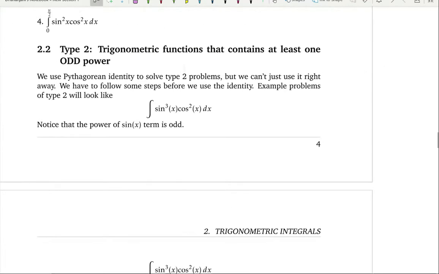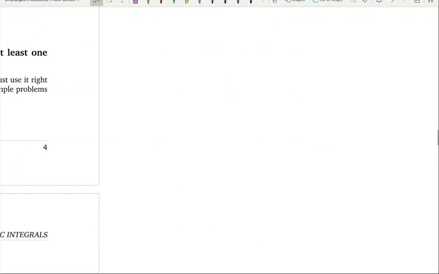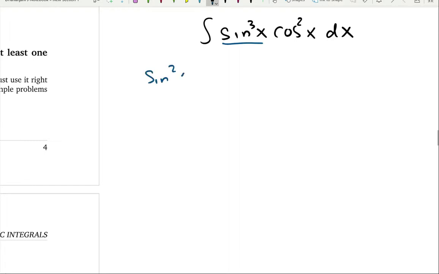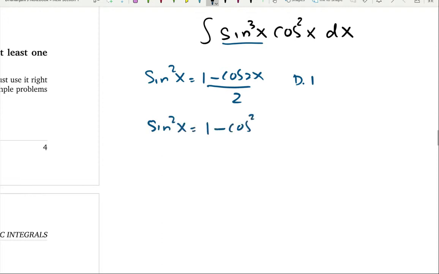Let's look at this problem. I'm going to explain this from an example. We want to integrate sine cube x cosine square x. The problematic term here is the sine cube, because even powers are fine. We know that when we have even powers we can use the double angle identity, but here we have an odd power. So think about the two identities. Sine square x is equal to 1 minus cosine 2x over 2. This is the double angle identity. And the Pythagorean identity is sine square x is equal to 1 minus cosine square x.